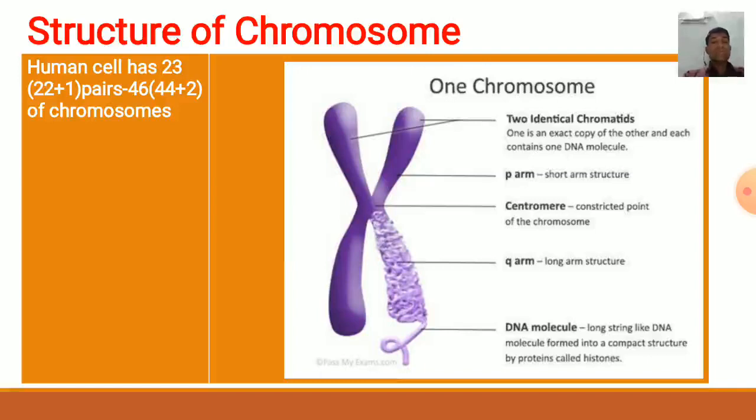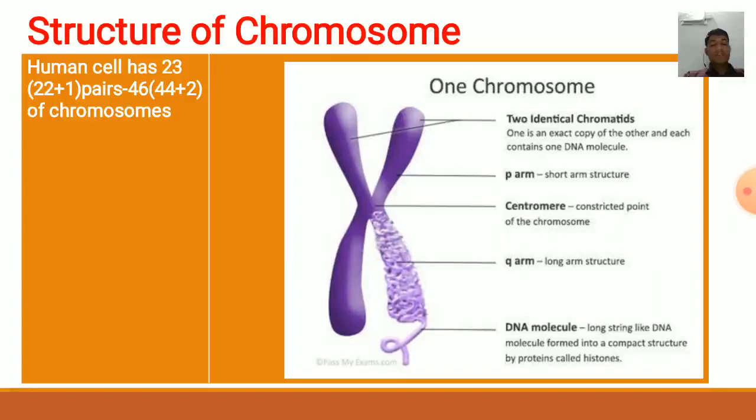Each chromosome is made up of DNA and appears dumbbell shaped. Midway during cell division, there is a constricted region on each chromosome. It is called the primary constriction, or it is also called the centromere.